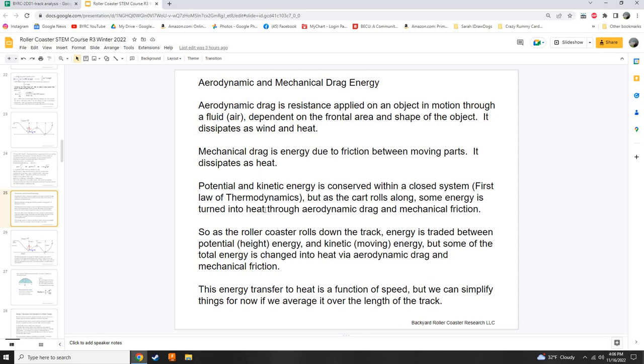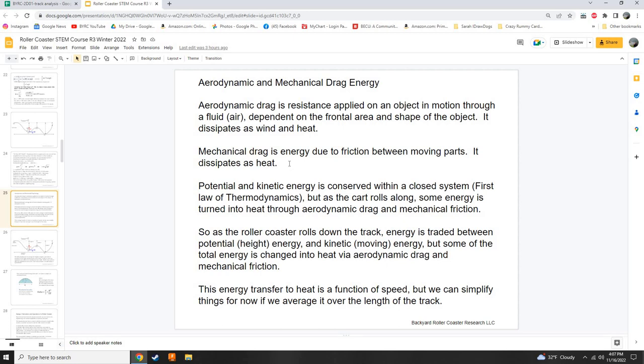Now we're going to change subject a little bit and talk about aerodynamic and mechanical drag. Whenever you put your hand out the window in a car, you feel this force on it, and as an object is translated through a fluid like air, you get a resistance, and it's dependent on what the shape looks like and the frontal area of the shape, and it dissipates as wind and eventually as heat. Mechanical drag is energy loss due to the moving parts, like the neoprene wheel squishing itself around your roller coaster rail or track.